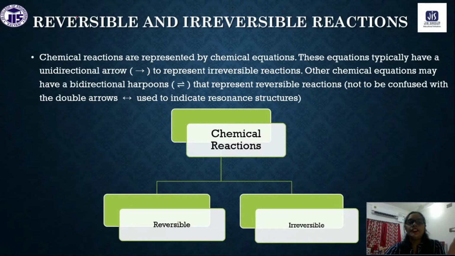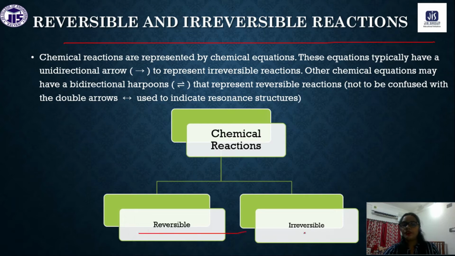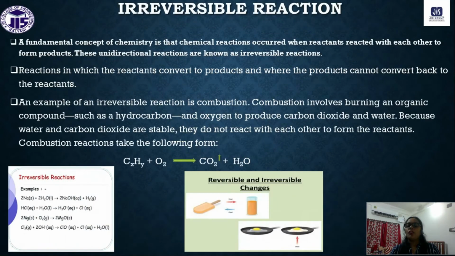So this is the reversible and irreversible reaction. Generally chemical reactions are of two types: one is reversible, one is irreversible. Reversible reactions are denoted by bidirectional harpoons, and by this unidirectional arrow we express the irreversible reaction. Reversible reaction means the forward direction reaction as well as the backward direction reaction take place simultaneously.